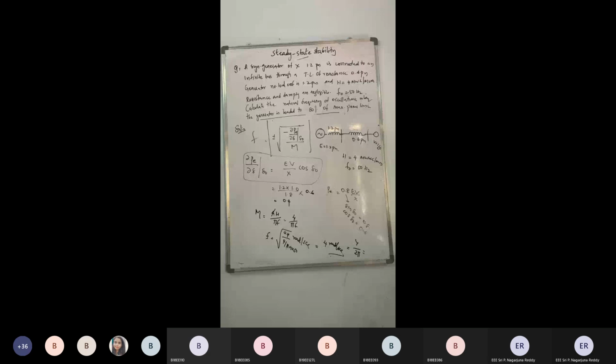Okay, this is the way we will be solving one more problem in this case. Hope you have understood. We'll meet again in the next class on the equal area criterion.